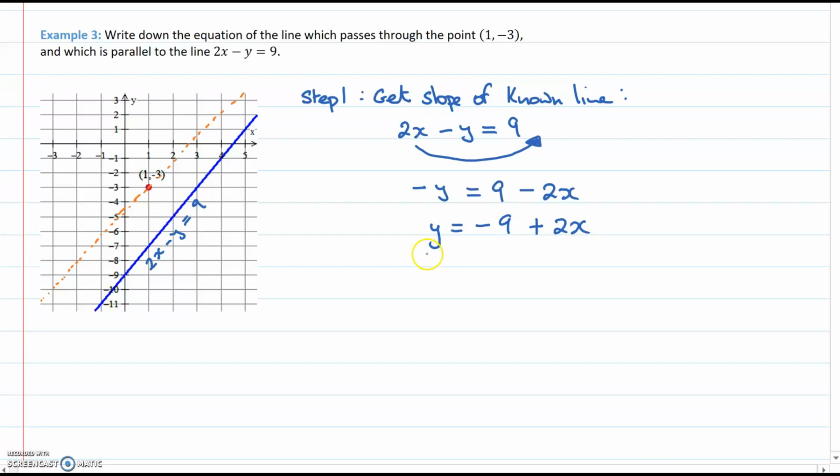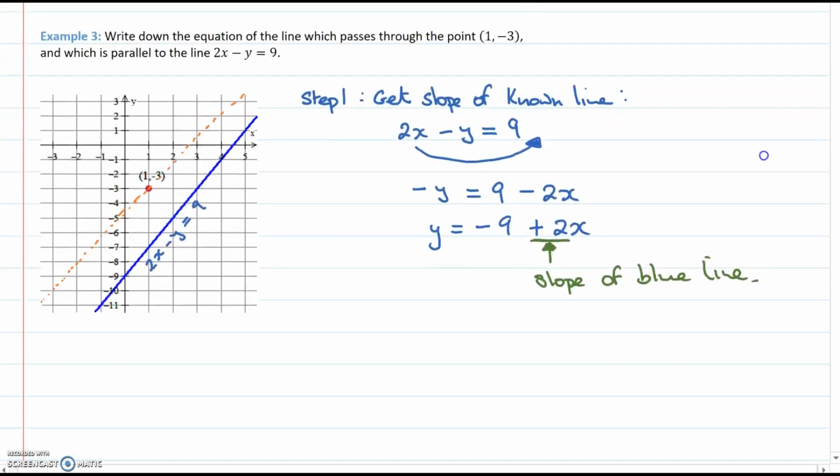So y = mx + b. Once y is on its own, whatever number is in front of x is our slope. So +2, that's our slope, the number that's attached to x. So that's the slope of the blue line, the line that we know. Okay, so now we can move on to step 2.